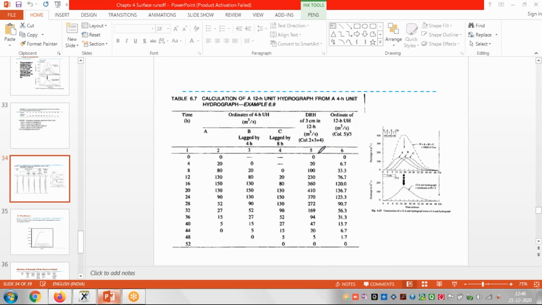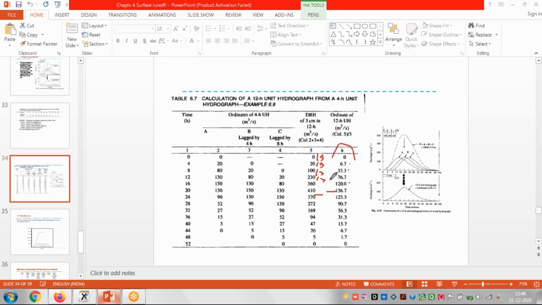So here you will see 0 divided by 3, it will be 0. 20 divided by 3, you will get 6.7. When 100 is divided by 3, you will get 33.3. Then 230 divided by 3, we will get 76.7. Then 360 divided by 3, we will get 120. Likewise, we will divide the rest.